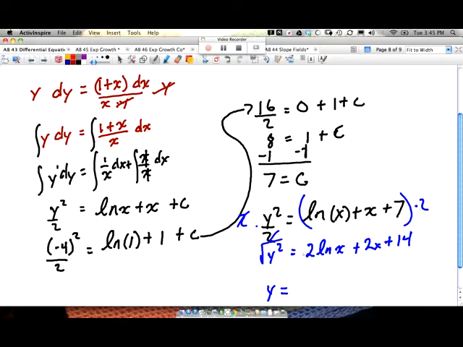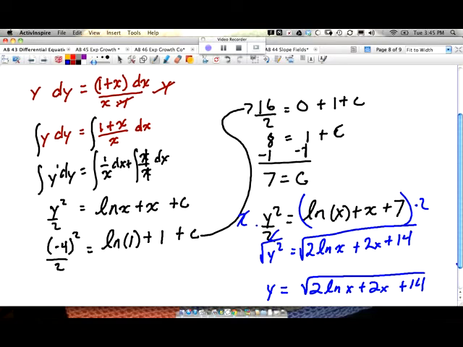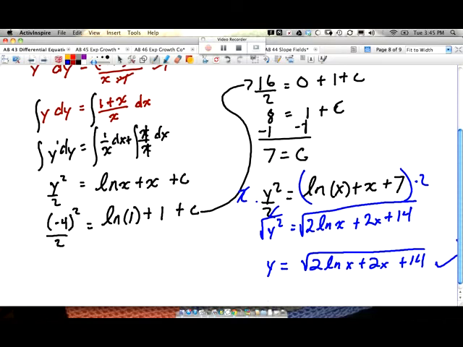All right, let's keep going with this. That means now I'm going to square root both of these. That'll give me y equals square root of 2 natural log of x plus 2x plus 14, square rooted to the 1/2 power. Same difference. Check, done.